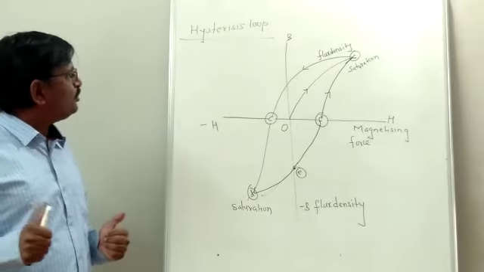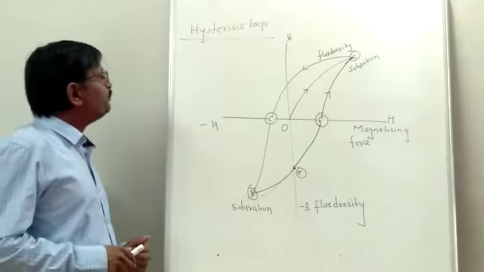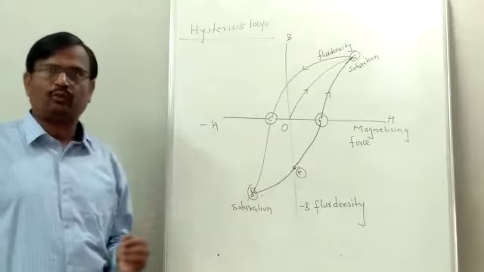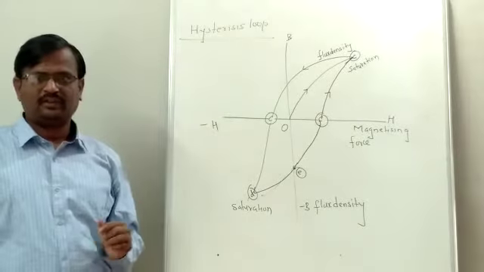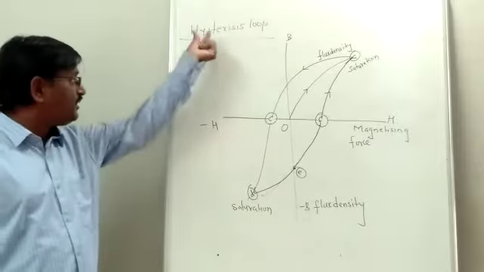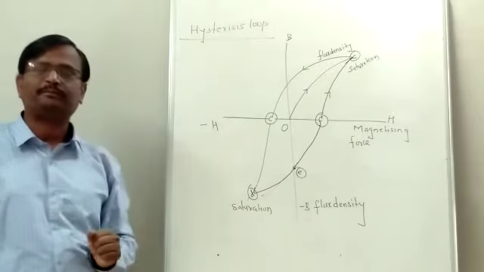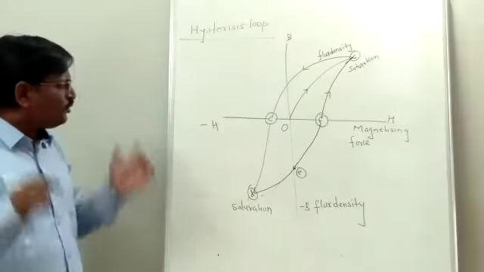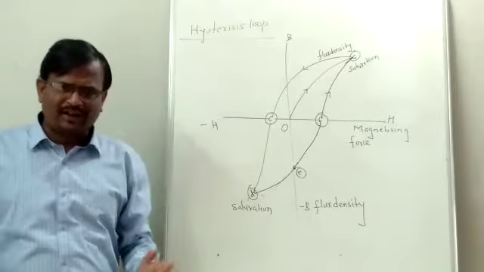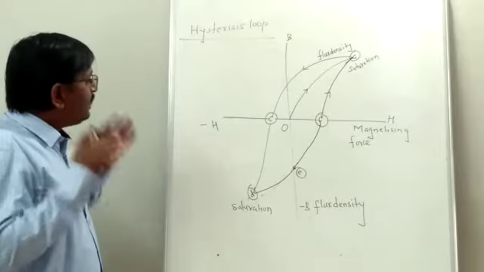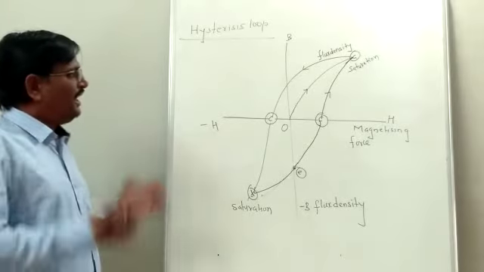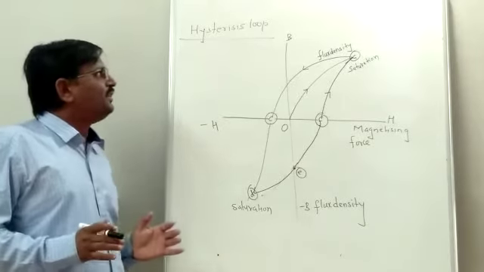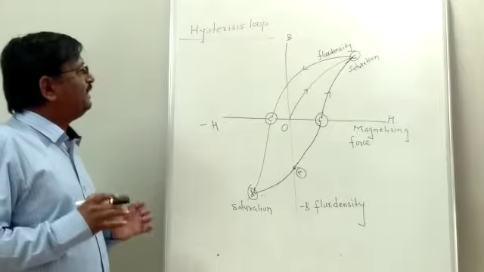Today we are going to talk about the hysteresis loop. What is the hysteresis loop? Hysteresis means lagging behind. It's not history. In this loop, we are going to study the relation between H and B, the relation between magnetic field intensity and magnetic field.